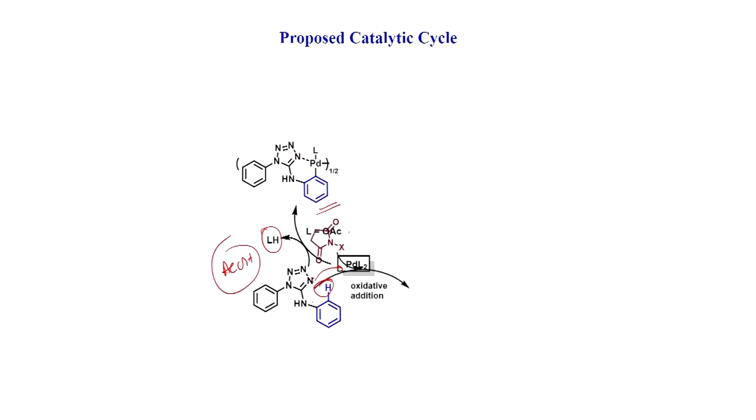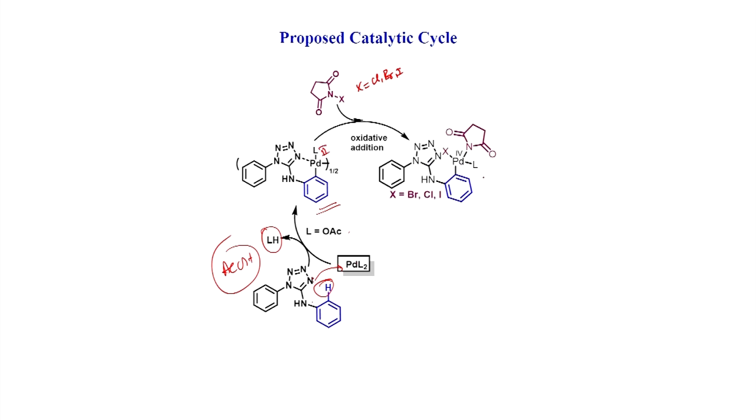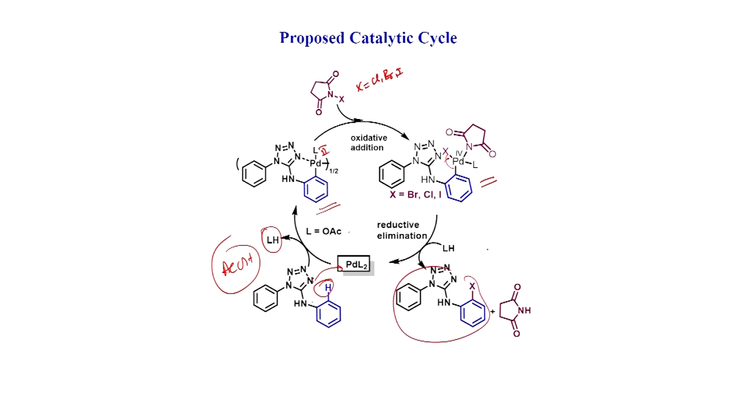Once you form this intermediate, it can undergo oxidative addition with this N-halosuccinimide. So oxidative addition, this is Pd(II), it will go to this intermediate. Once you form this intermediate, now this can give the product by reductive elimination, and you will be able to form the halogenated compound. And you have one molecule of acetic acid, and then you can regenerate the palladium acetate to complete the catalytic cycle, where you generate this byproduct.